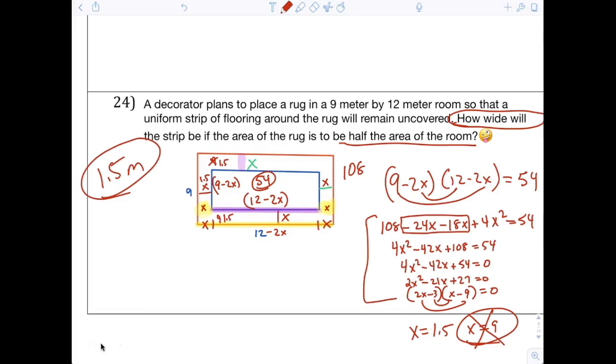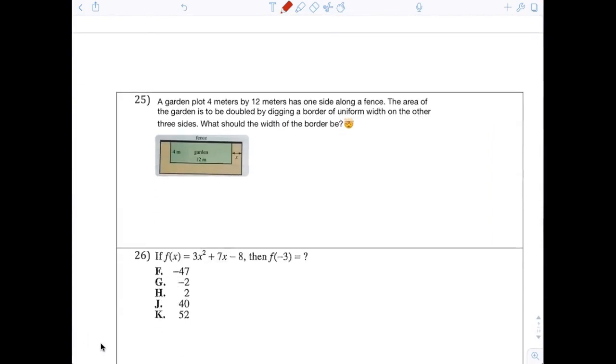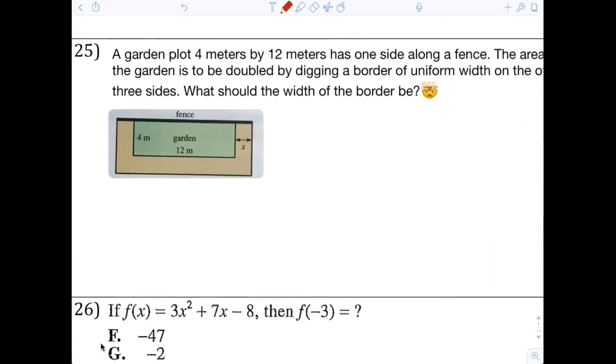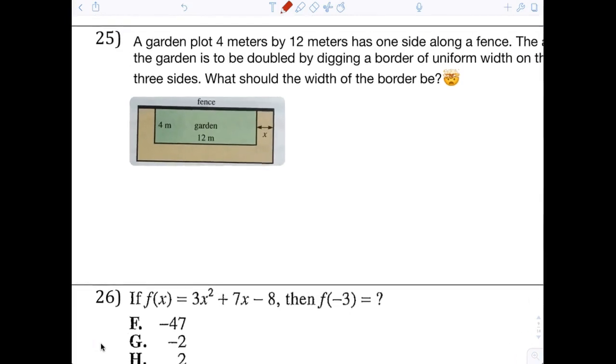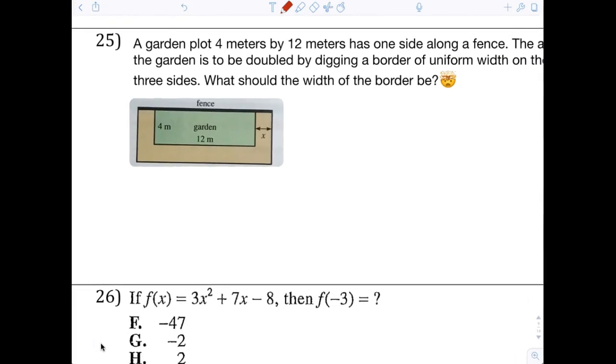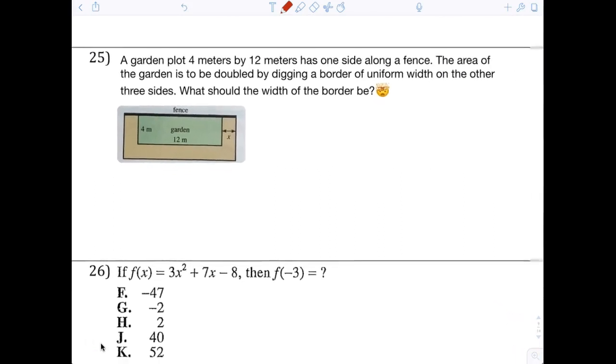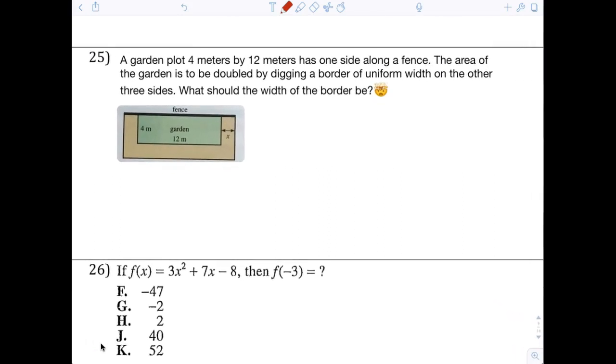All right, so here we go. Look at the next one. Number 25. Mind-blown problem here. Not really. Come on, though. If you paid attention on the previous one, this one's not going to be that hard. It says a garden plot is 4 meters by 12 meters. The area of the garden is to be doubled. So if the area of the garden is to be doubled, then the area would be what?